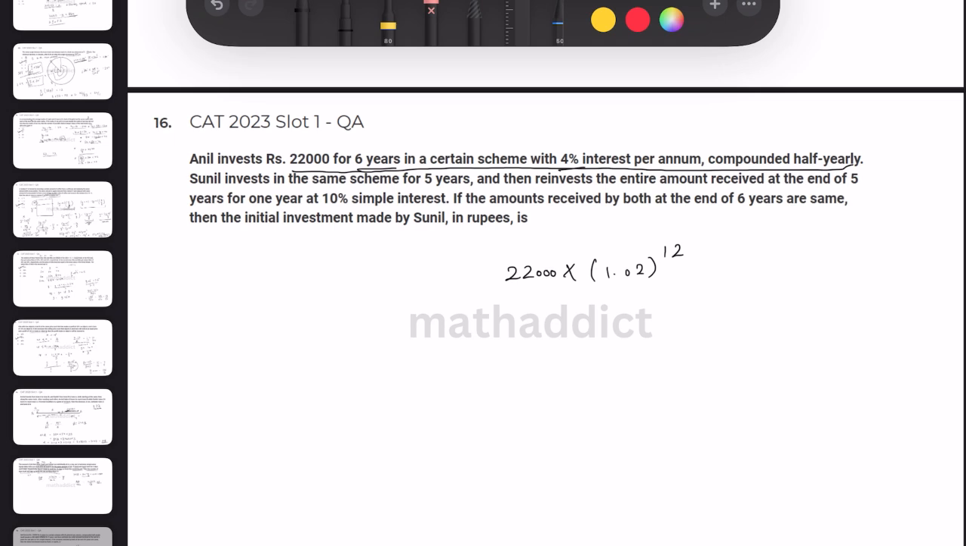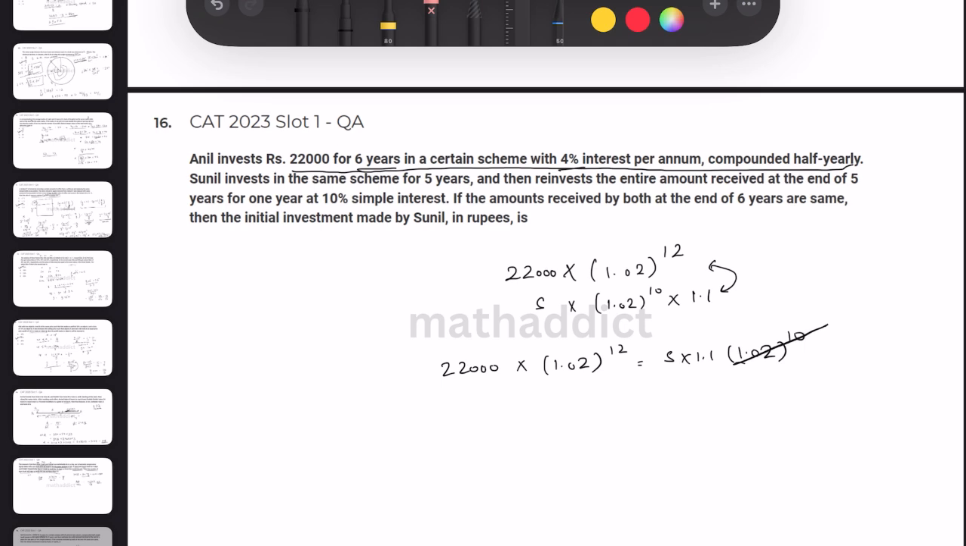And Sunil does the same, 22,000 into 1.02 to the power of 10, because it's for 5 years, and the entire amount is then deposited for 10% simple interest, so that is 1.1. Oh, acha. Sunil's investment is something else. So let's say this is S. So these two are equal. So that gives us 22,000 into 1.02 to the power of 12 is equal to S into 1.1 into 1.02 to the power of 10.